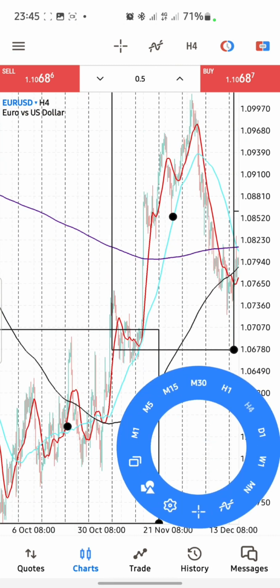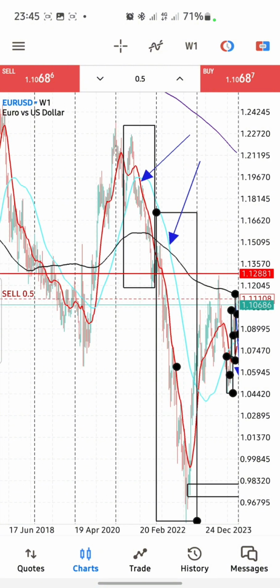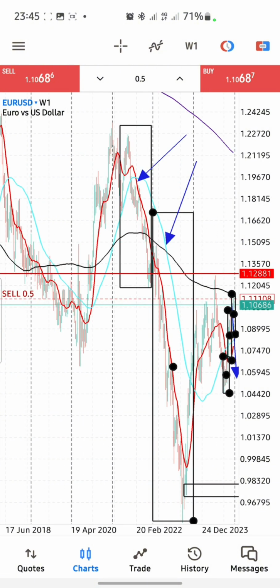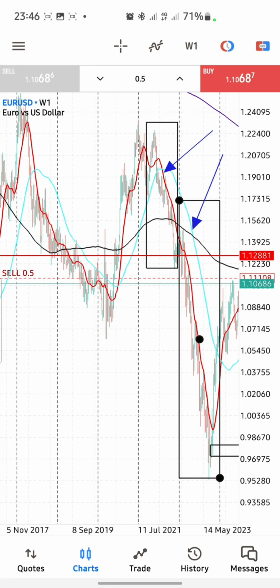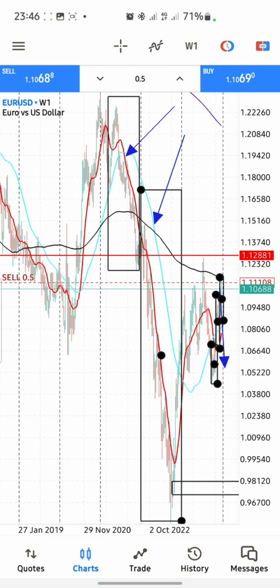When you go back to weekly, you're going to see the bigger picture. There was a level seen here already dropping, the second level. So we're expecting this is going to be a peak retest, and we're going to have a third level. The first level is seen clearly here, that is 13 and 50. The second level is 50 and 200. The black crossing the blue, that is the second level.